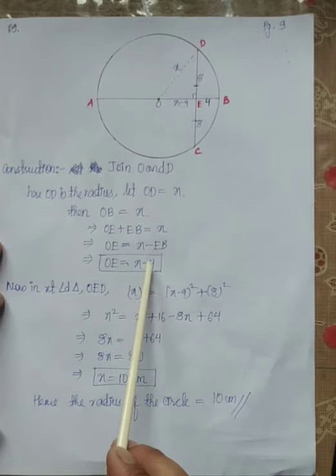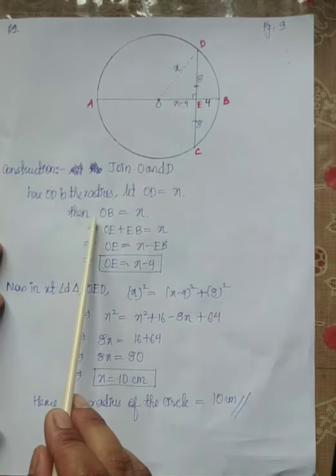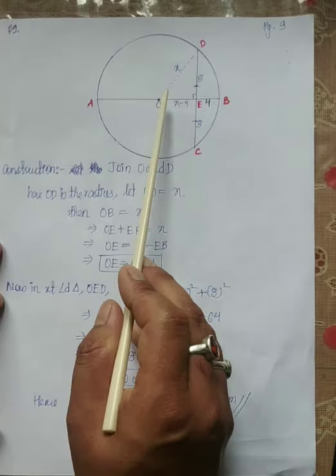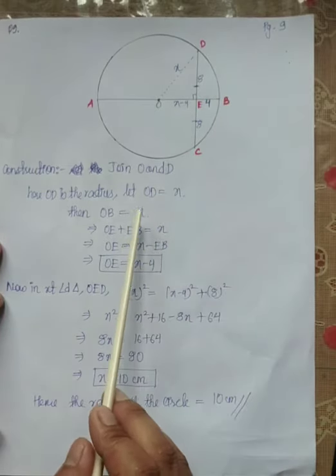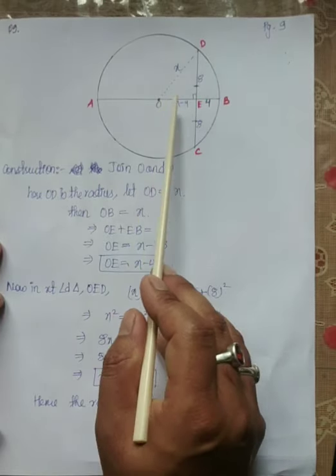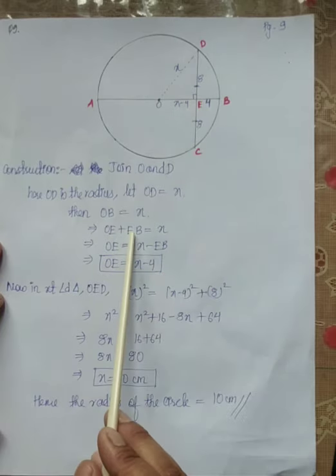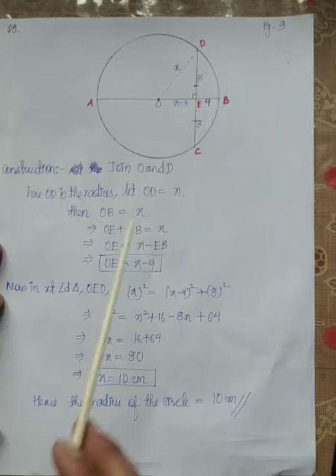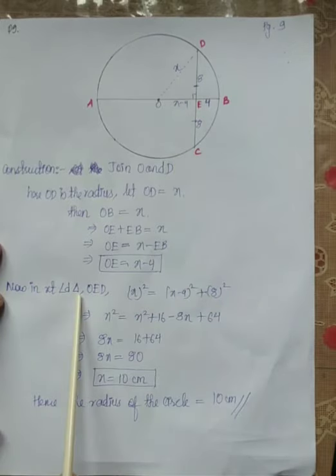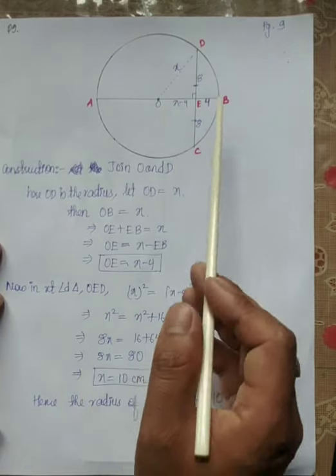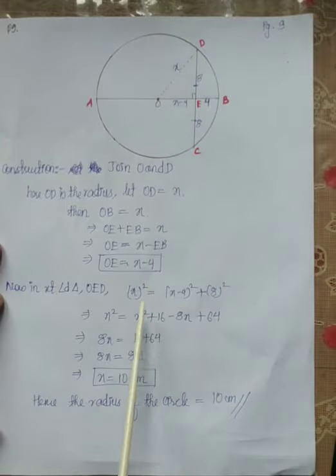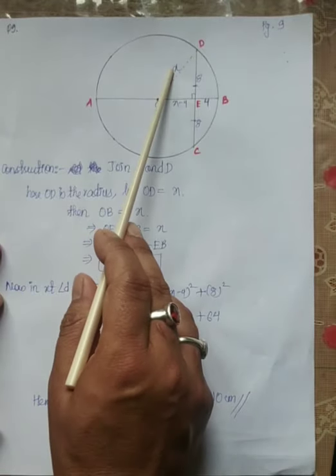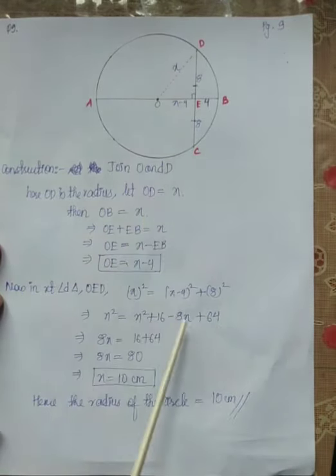Also the calculation for OE is out here. See, OB equals X, but I know OB is OE plus EB. So the value for OE will be X minus 4. Right, this is X minus 4. So in right angle triangle OED, use the Pythagoras theorem. X square is equal to this square plus this square, which is this.